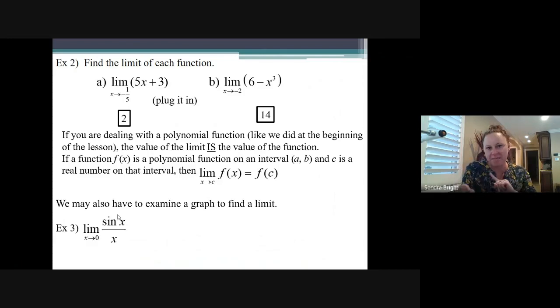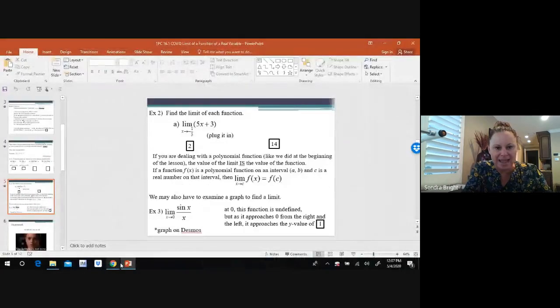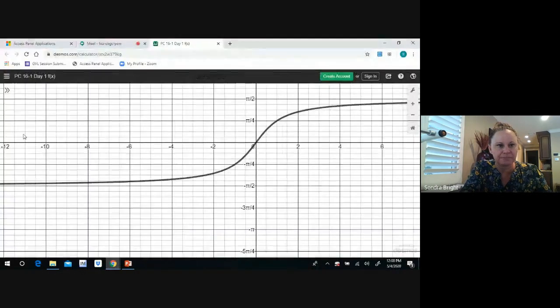And it doesn't matter if you go to AB or BC for calculus. You learn, it's called L'Hopital's rule, how to deal with this. But for now, let's look at the graph, all right? And we'll figure out what happens with the graph.